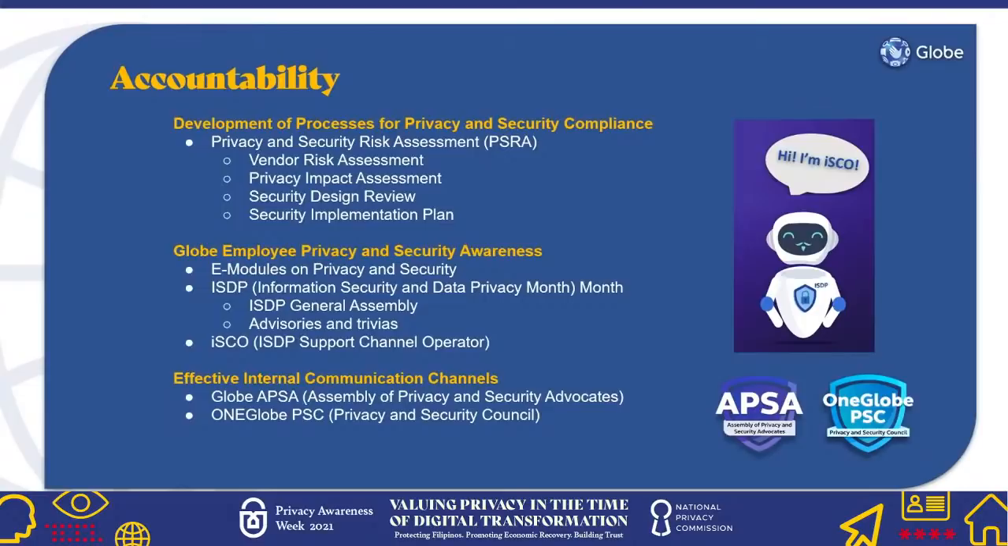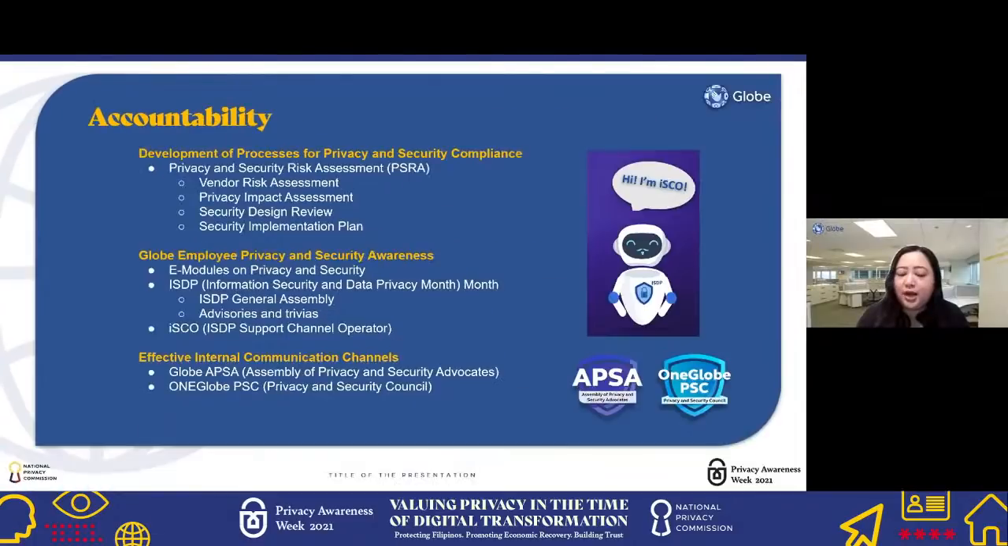And lastly is the effective internal communication channel. Globe APSA is comprised of 80 members from Globe who are all advocates of privacy and security, and one Globe PSC, more than 50 members from Globe affiliate companies. So with these two groups, we are able to assure that we can easily disseminate any important information or updates on privacy and security. And then lastly, we have our last pillar for the next slide.